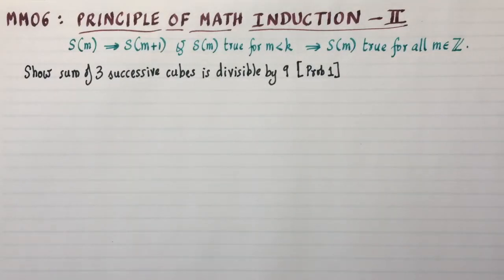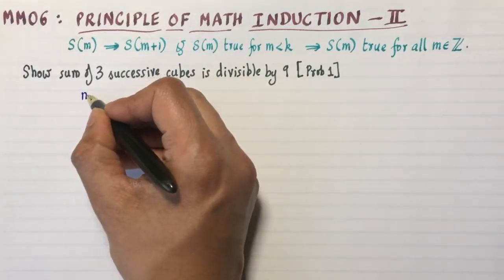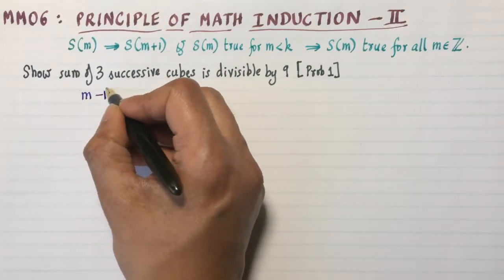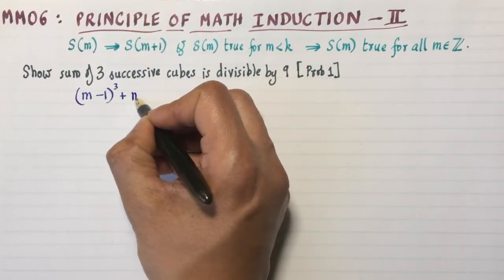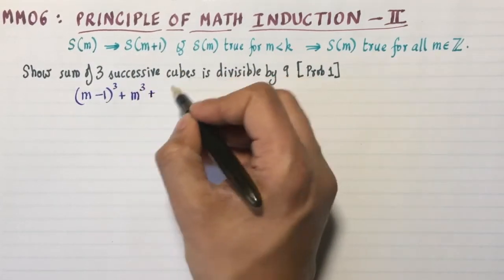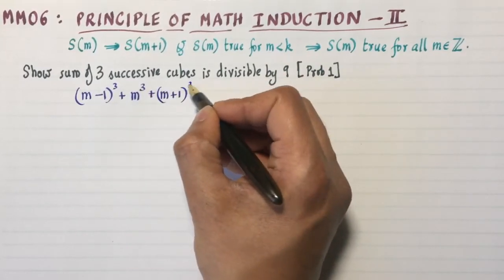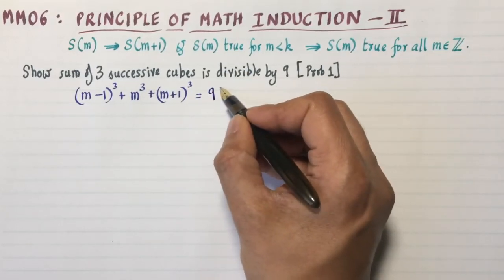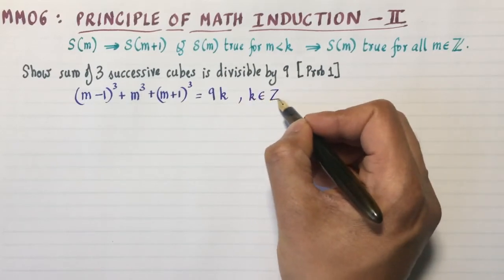So first of all, we have to understand what's meant by successive cubes. It just means that you take a cube, m minus 1, the next one to that would be m, and the next one to that would be m plus 1. So this thing has to be divisible by 9, so I would just write it as 9 times some other integer k, where k is another integer.